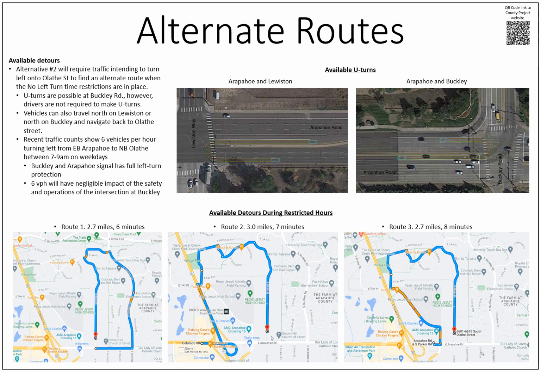Traffic count shows 6 vehicles per hour turning left from eastbound Arapahoe to Olathe between 7 a.m. and 9 a.m. on weekdays. 6 vehicles per hour will have negligible impact on the safety and operations of the intersection at Buckley. The maps on this slide show available detours during restricted hours for vehicles that cannot or prefer not to U-turn at Buckley.